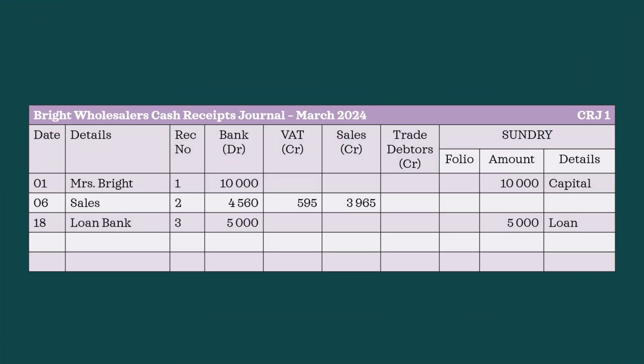So on the 18th, Loan Bank was receipt number 3. The bank was debited with 5,000 rand. There's no VAT on that, and then there's 5,000 for loan.